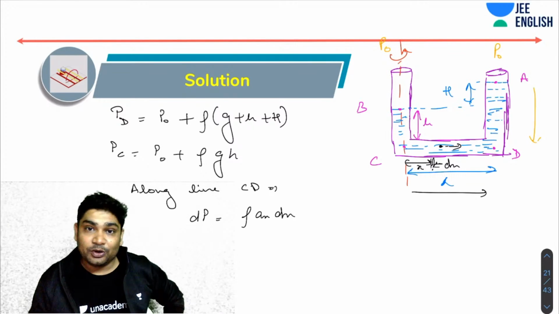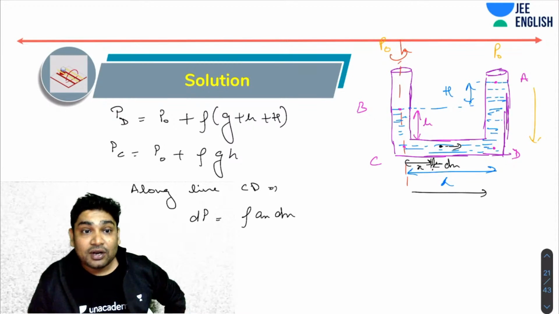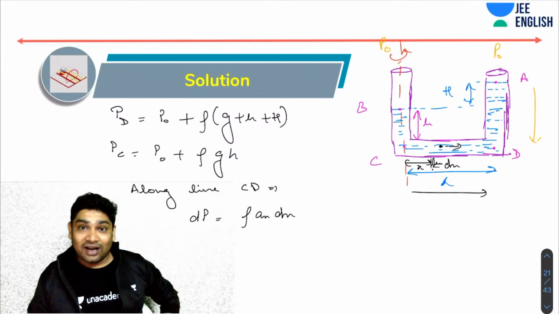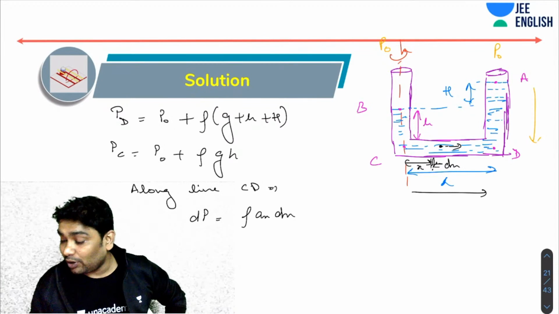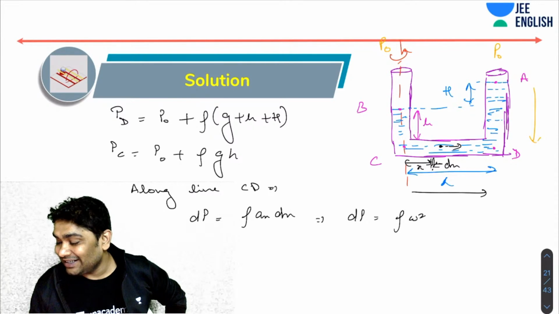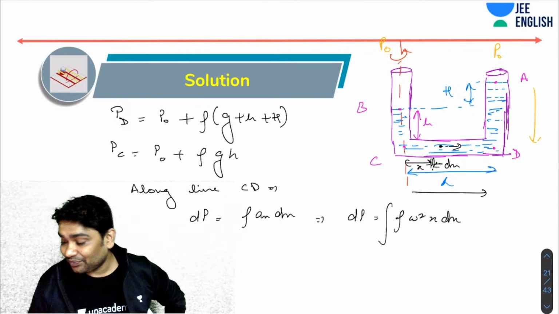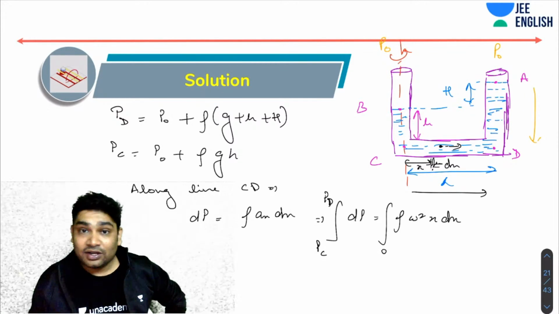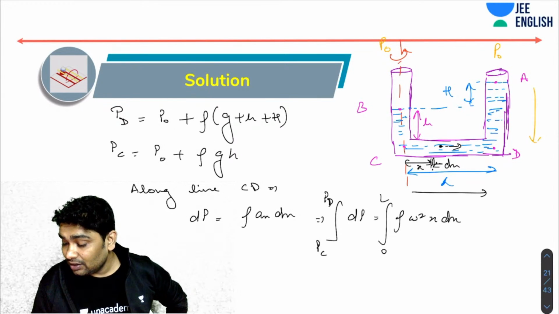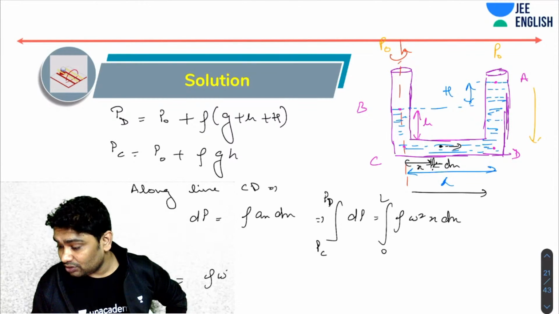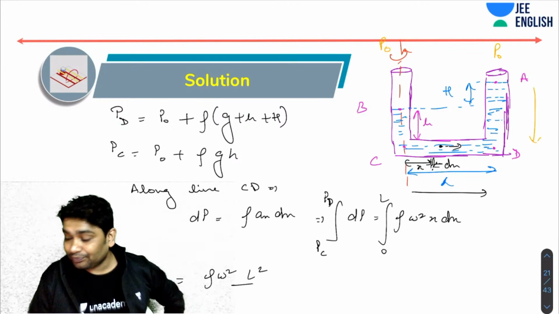I told you this is how you find the change in pressure in the x direction. Now, what is ax? Ax is omega square x. That is the external acceleration experienced at that point. So I can say dP equals rho times omega square x dx. If I integrate this from PC to PD, where x varies from 0 to L, I get PD minus PC equals rho omega square L square over 2.